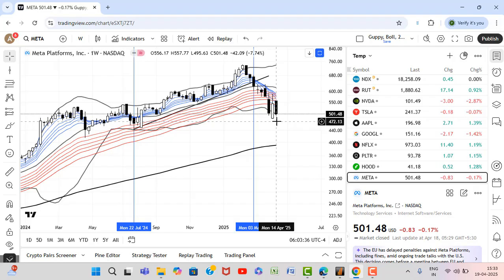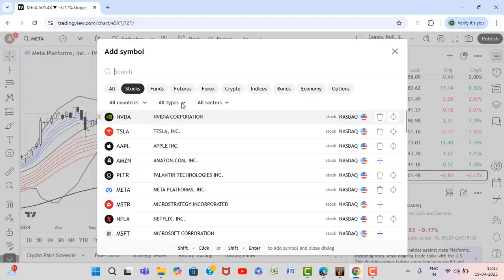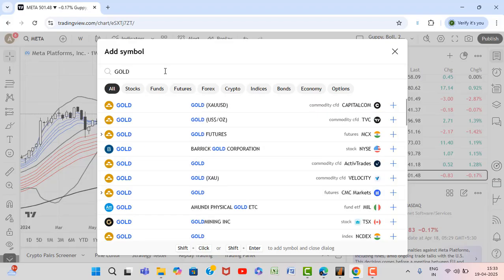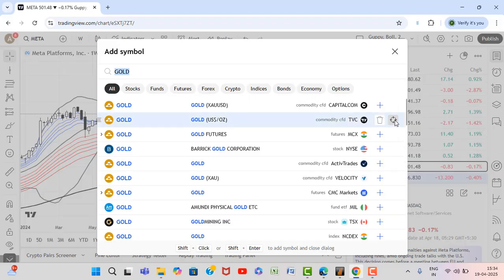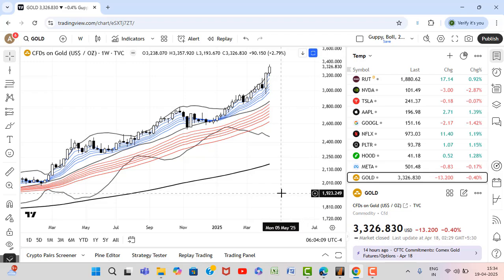Okay. So the next thing that we have to discuss is Bollinger Bands. Let's see gold. Gold also I have not put in here. So let's put gold here, and we'll go to all. We'll write gold, and we'll go to gold US dollars per ounce and add, and it gets added. So this is a gold chart, and it's a weekly chart.